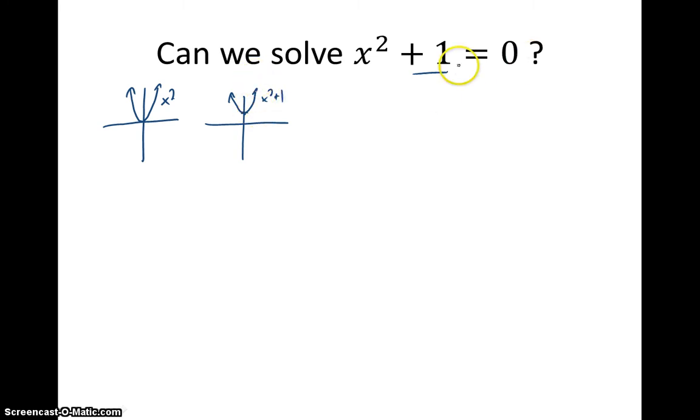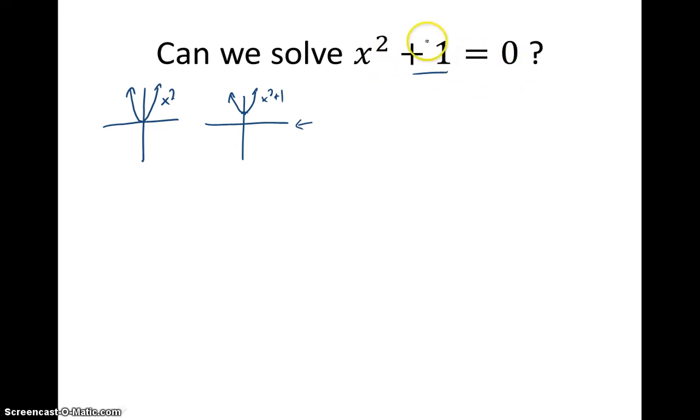You notice the issue here is we're trying to get it to equal 0. We're trying to make this function equal 0, so we're looking for the zeros of this polynomial. And what's the problem here? There is nowhere it touches the x-axis. So we have no x-intercepts, which means we have no zeros, which would say that this is unsolvable.